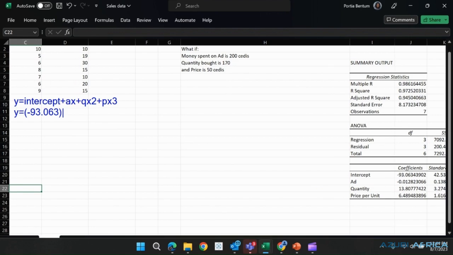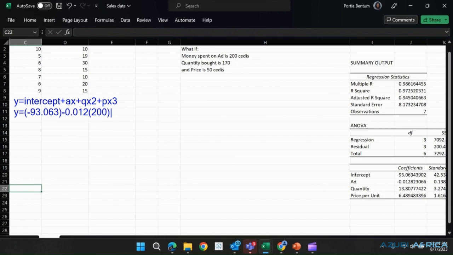You have plus AX, so the coefficient of advertisement, which is A, and then the value that we know for the advertisement, which is X. We know that the coefficient is minus 0.012 from our summary output. So we are going to add that. So minus 0.012 times X, which is the total amount of ad that was done for that particular product. So we know it's 200. We are going to multiply it by 200.